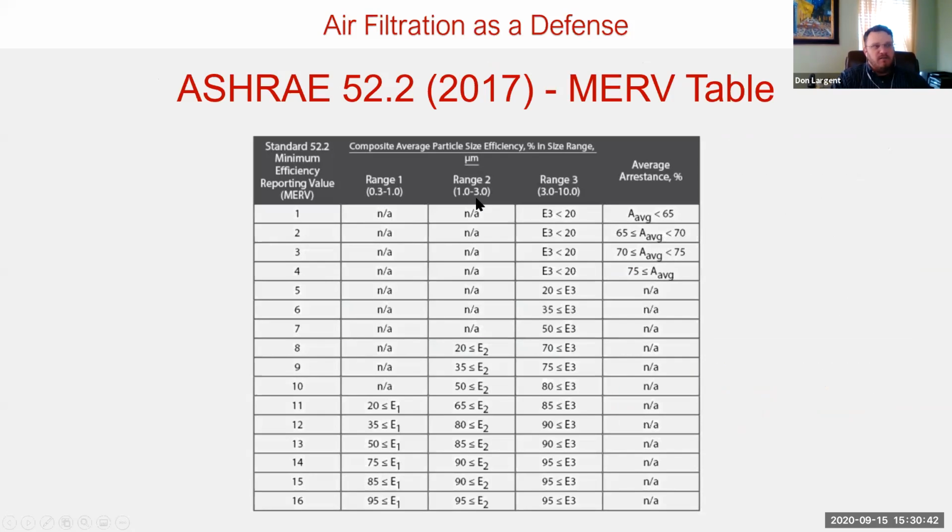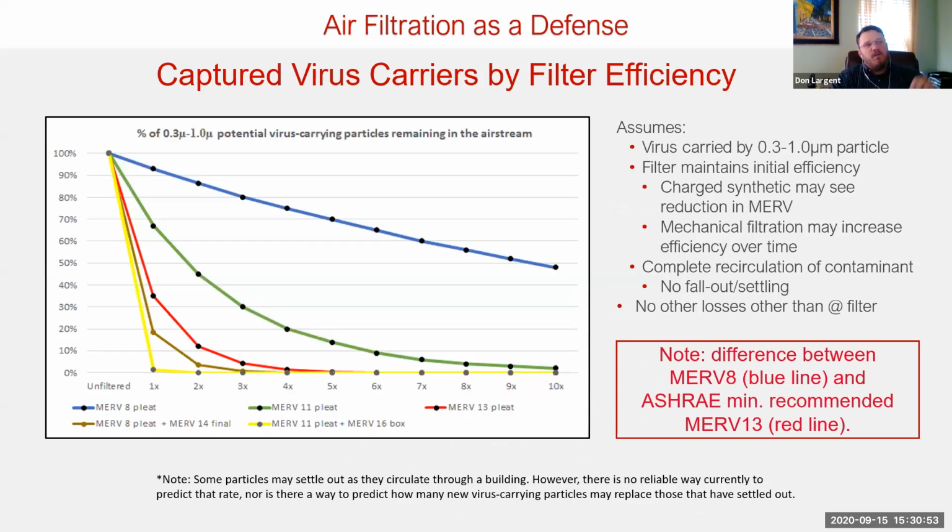Up to 5 micron can be a carrier, what we call bioaerosol, but as I'll show later on, those particles tend to settle out quickly. It's the smaller particles of interest. So in this calculation here, we're assuming all the viral load is in that 0.3 to 1 micron size range, and we're looking at what the minimum filtration efficiencies are allowed to be by the MERV schedule.